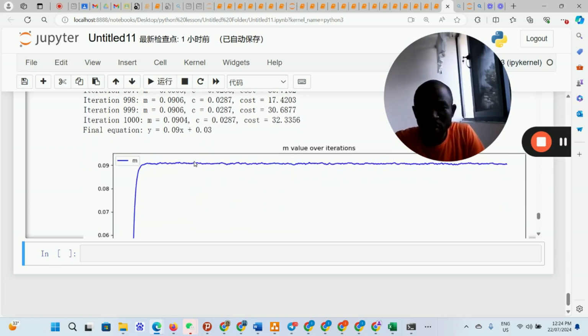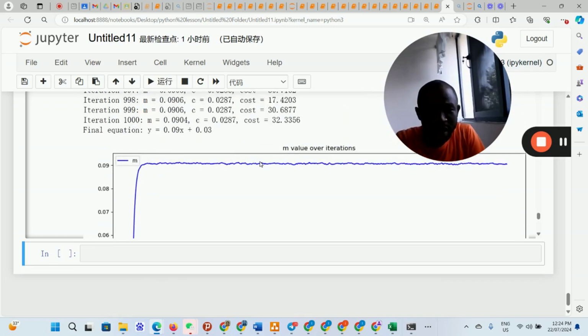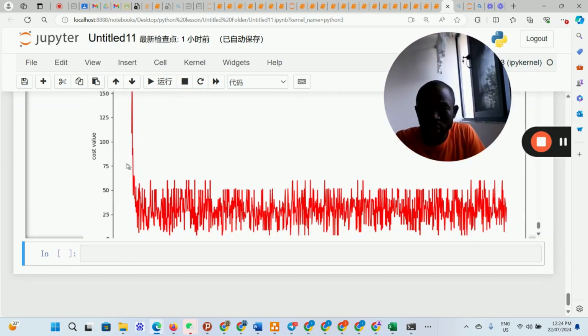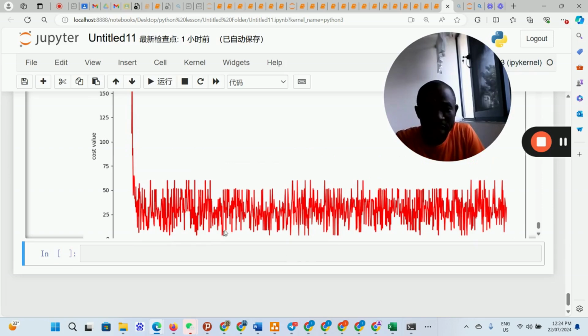Okay. Now if you look at the mini batch, it's showing that at the point of our m value we have a rough line. It's very rough, while on the batch gradient descent it was smooth. Take note of that. Also, if you look at the cost value versus the iteration, we realize that there is a fluctuation upward, upward, upward. Are we there? But on the batch gradient descent, this fluctuation is not there.